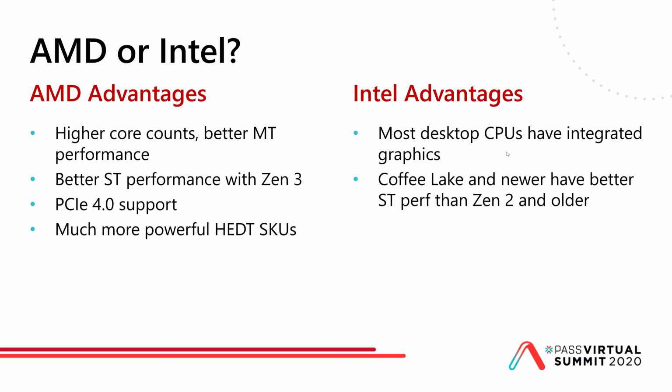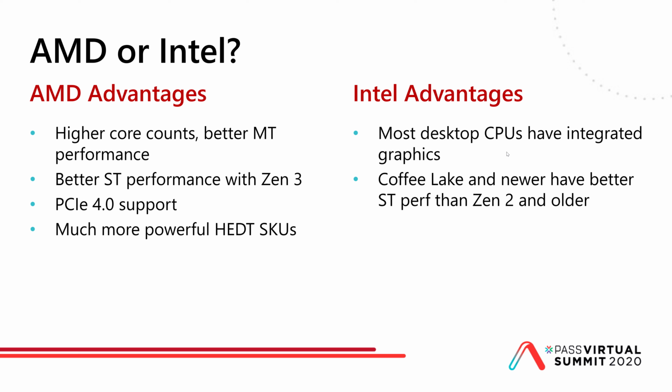And you probably can tell by what I've been saying so far what I'm going to pick, but AMD has certain advantages and Intel has some advantages. AMD has higher core counts and better multi-threaded performance, both with their mainstream systems and their HEDT systems. They're going to have better single-threaded performance with the Zen 2 processors that were just introduced. And then you're going to have PCIe Gen 4 support, and you've got much more powerful HEDT SKUs. So the high-end Threadrippers have a lot more CPU horsepower than anything that Intel offers in this space.